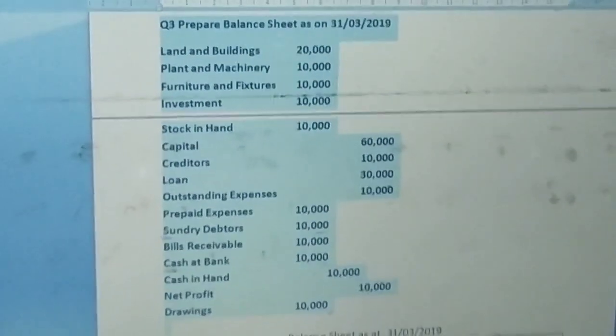After the preparation of trading account and profit and loss account, we came to know about gross profit and net profit. That was the first part of final accounts. But we also need to know from final accounts the financial position, that is the asset and liability position of the business. So we should know how to prepare balance sheet, the last part of final accounts. We will understand balance sheet by doing one sum. Let's see this sum.